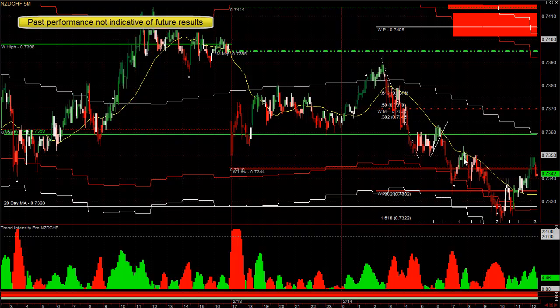And you might have also shorted this little up move right here. Notice there wasn't a whole lot of strength compared to the weakness. And of course the currency went down one more time and finally found support at these fib targets down here.